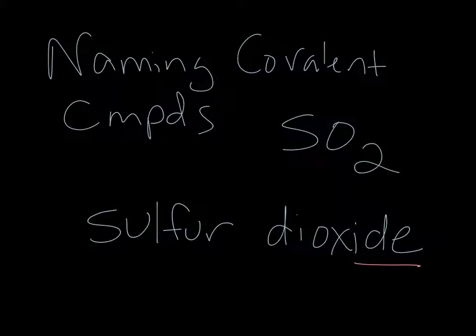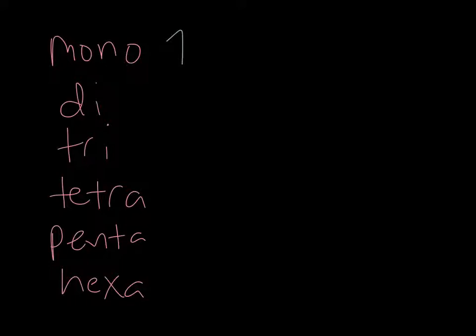If you only have one of the first element, then you generally leave the mono off because we assume that there's just one if there's nothing in front of it. So the prefixes are mono, di, tri, tetra, penta, hexa, and so forth. You could go higher than that, but often we don't see that. So mono being 1, di is 2, tri 3, tetra 4, penta 5, and hexa 6. So we can indicate how many of a given atom we have by using a prefix in front of it.